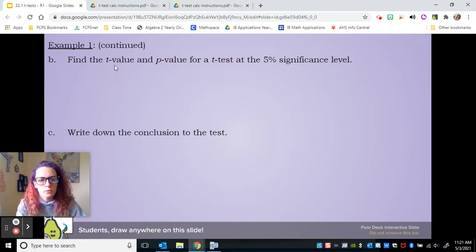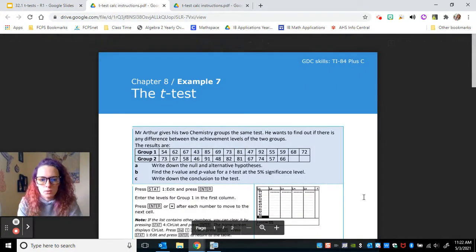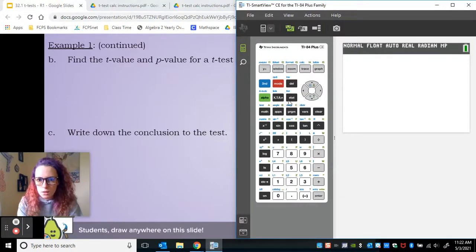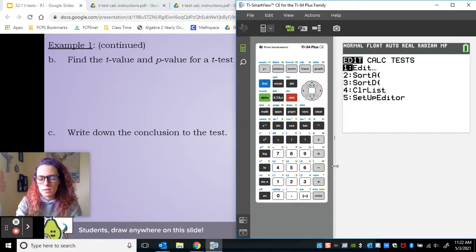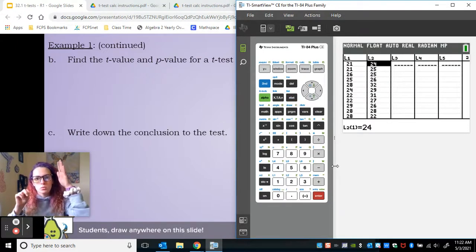Example 1 continued, we're finding the t-value and the p-value for a t-test at the 5% significance level. So this is where my calculator comes in. In my calculator, I'm following those same steps that were linked in a couple of slides beforehand. So you can read them there as well while I do them. First, I put in all of my data into two lists. So I put the tulips on the right side in L1 and the left side in L2, just because that's how it was given to me in the table.